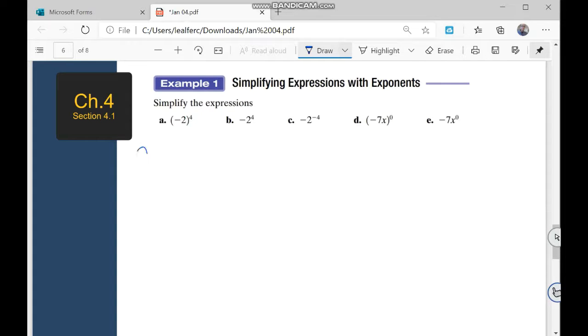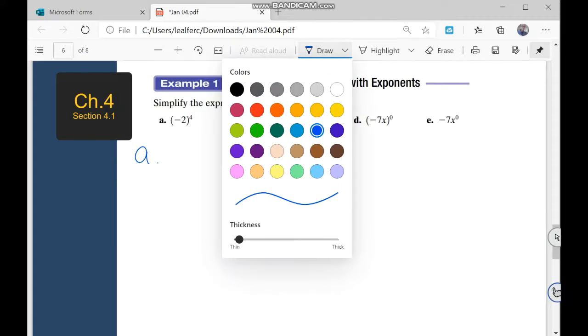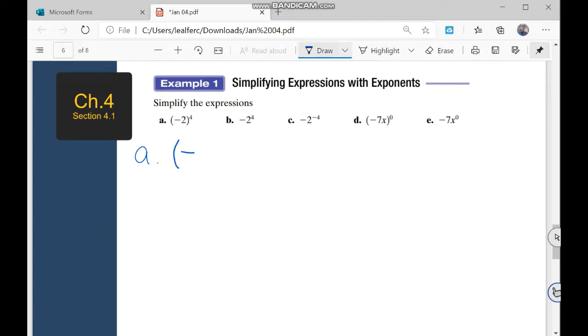If we have letter A, let's say we have negative 2 inside parentheses, exponent 4. How do we find the answer? How do we simplify this? Do you remember?